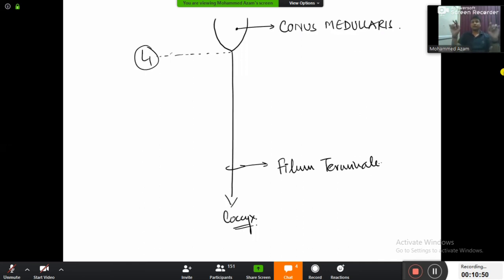So first of all, you'll be having a cone-shaped structure, conus medullaris, and then from there is a thread-like structure, filum terminale. And now, my dear friends, let us try to understand, what is this filum terminale? What's that filum terminale?